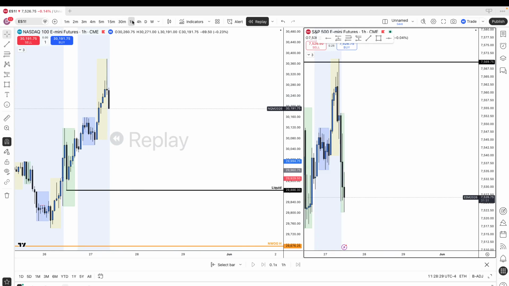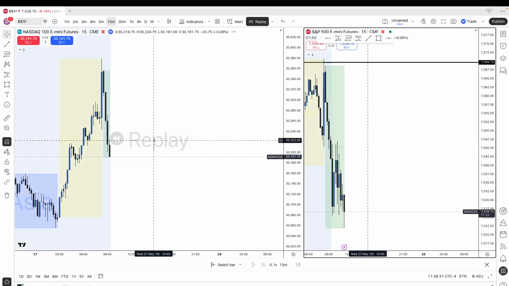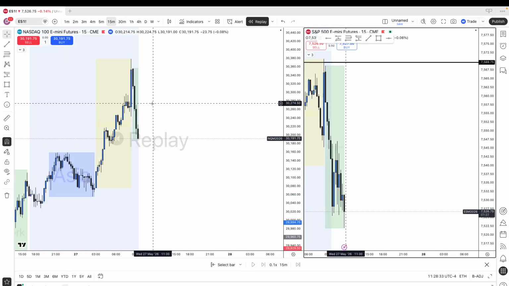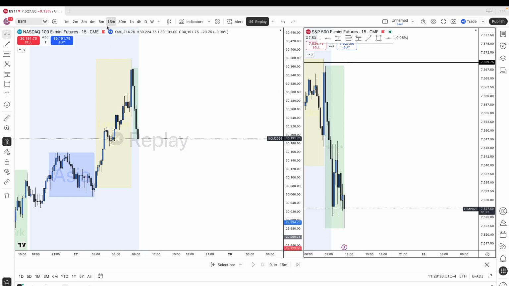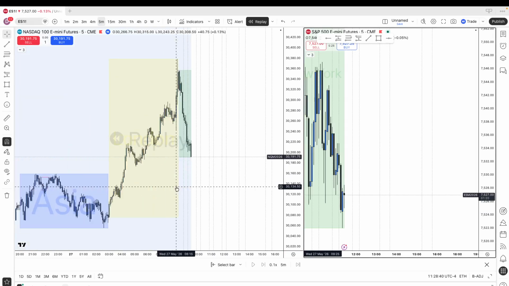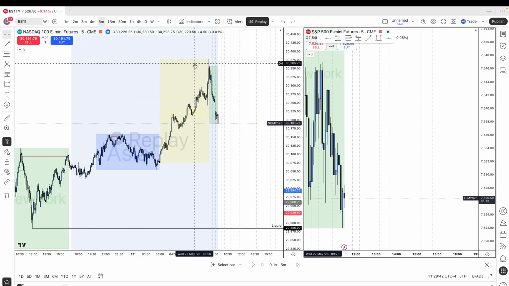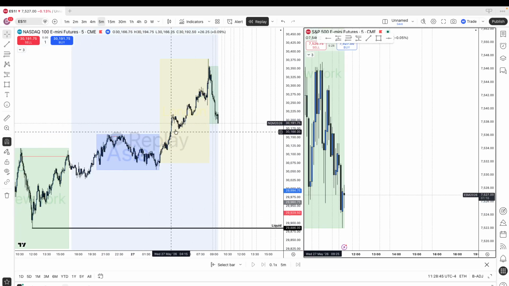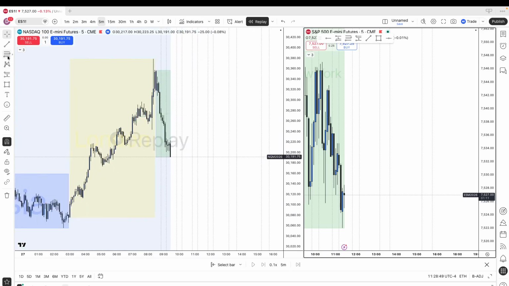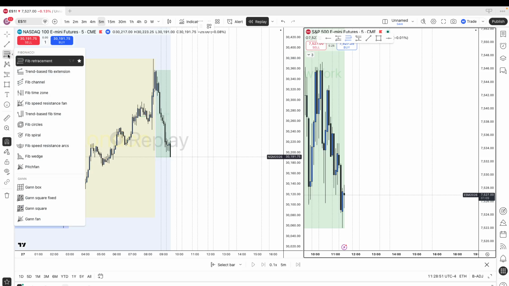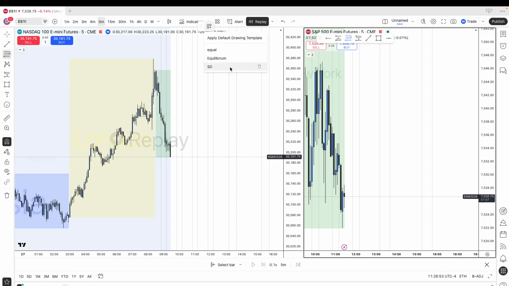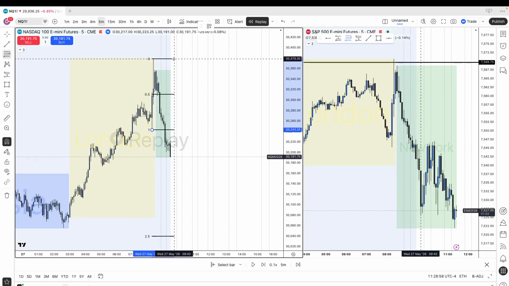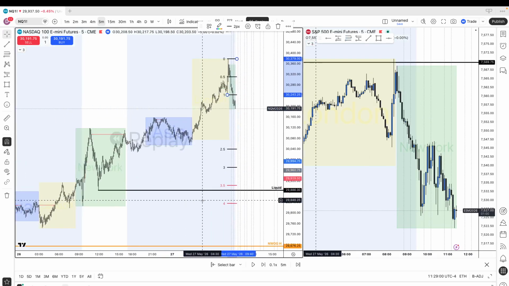So what am I wanting to see? I'm wanting to see price manipulate lower. On the 5 minute, I realize accumulation, manipulation, distribution. So what do I put? I put my standard deviation tool. That's one of the first things I did, because then I can find liquidity points.